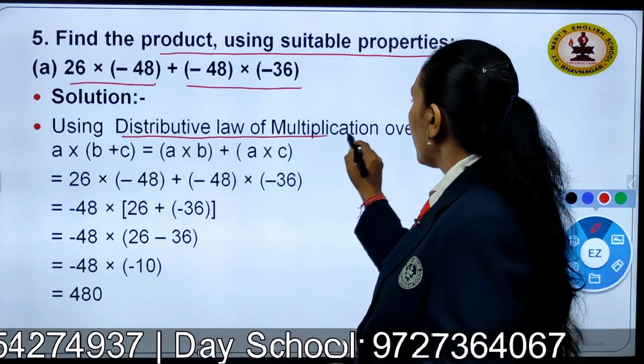Now let's see what the next one is. Here, 7 multiplied by 50 minus 2. Children, this is the distributive property of multiplication over subtraction. According to that, first 7 multiplied by 50, again 7 multiplied by 2. What sign will come here? Subtraction, because we have subtraction here. Now multiply the numbers: 7 into 50 is 350, minus 7 into 2 is 14. Now subtracting the numbers, finally we will get our answer as 336.